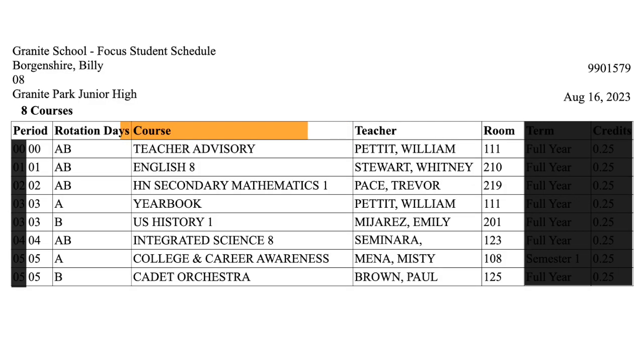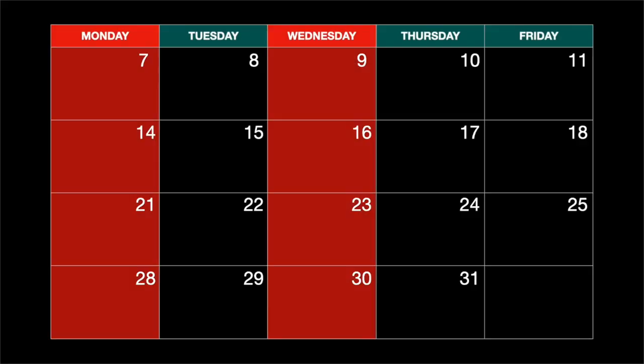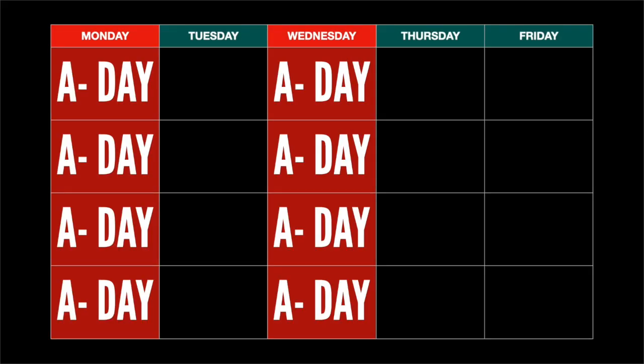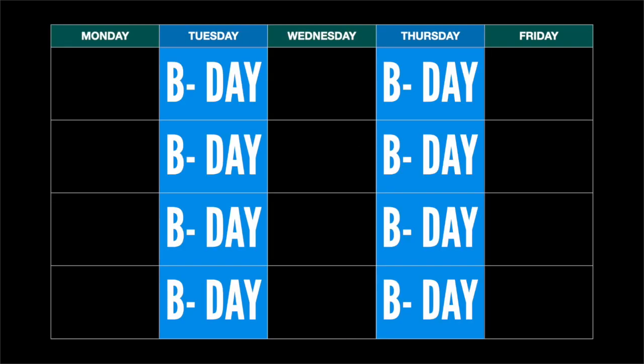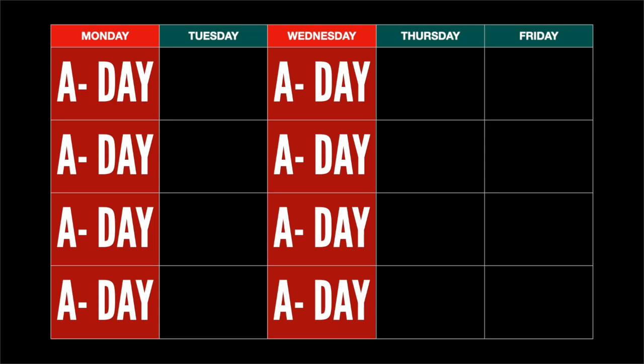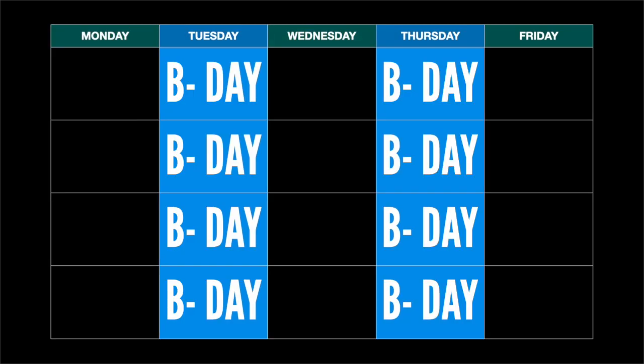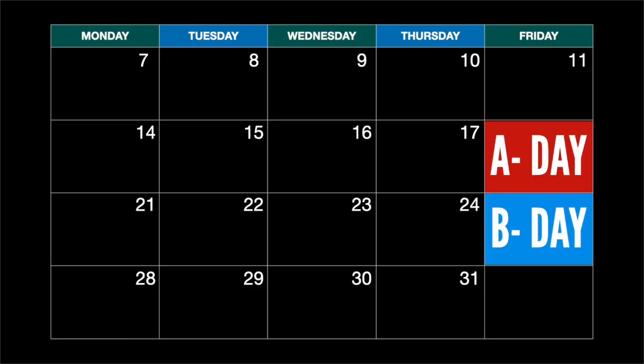Now to the left of the course is the rotation days, and this is a little confusing. Here at Granite Park, A days are Mondays and Wednesdays, and B days are Tuesdays and Thursdays. So every Monday is an A day, every Tuesday is a B day. Fridays are going to kind of switch off here and there. Sometimes they're A day, sometimes they're B day.